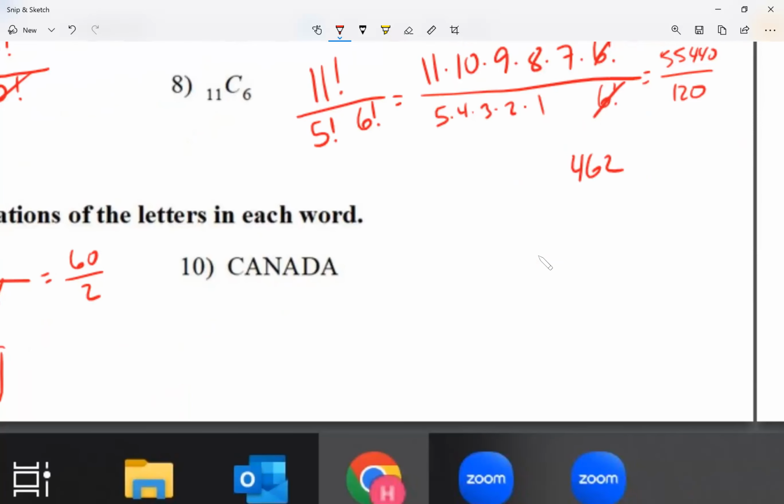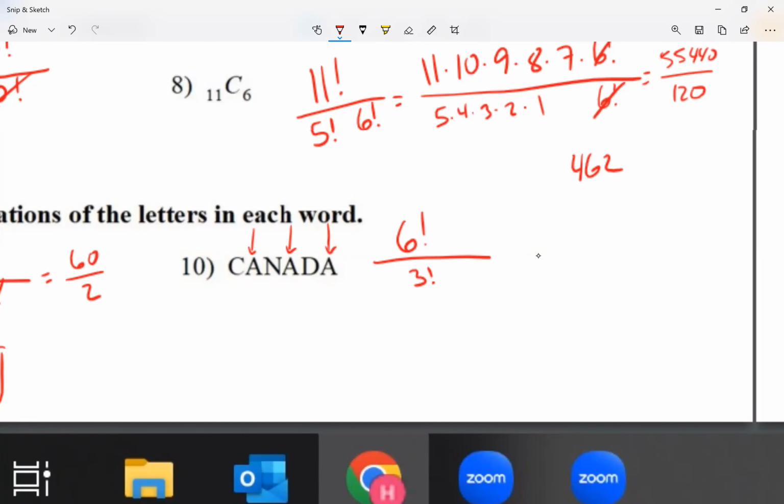Let's take a look at number 10. The word Canada. If you were to rearrange the letters, how many different rearrangements do we have? Okay, let's take a look. How many letters are there altogether? All of them. There's 6 of them, right? So I'm going to write 6 factorial. Okay. Are there any letters that repeat? The A's, right? There's 1, 2, 3 A's. So 3 factorial.